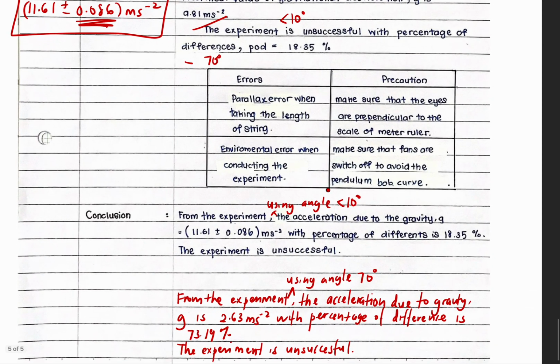Okay, for your error, kita boleh guna parallax error. So, bila error ini terjadi, when taking the length of the string. Okay, so next time, kalau untuk precaution dia, kita make sure that the eye is always perpendicular to the scale of the meter rule. Okay, and environmental error berlaku bila kita conducting the experiment. So, make sure all fans are switched off supaya tak ada macam air resistance yang mengganggu pendulum yang tengah swing. Okay, so make sure all the fans are switched off.